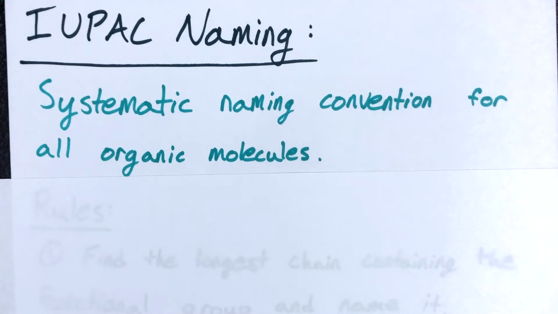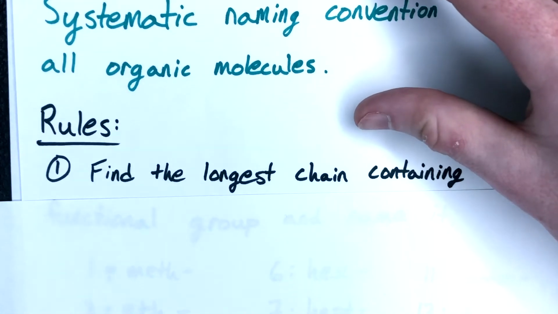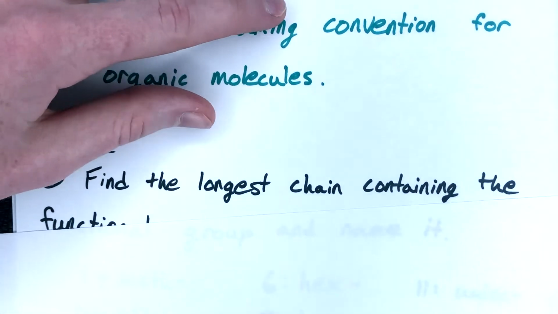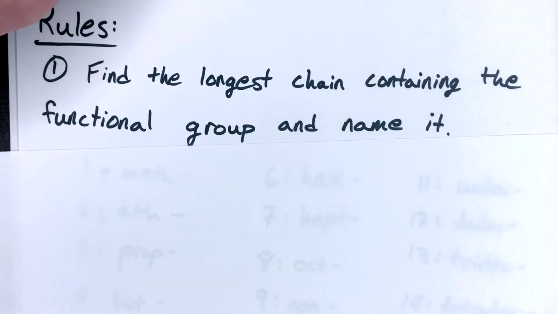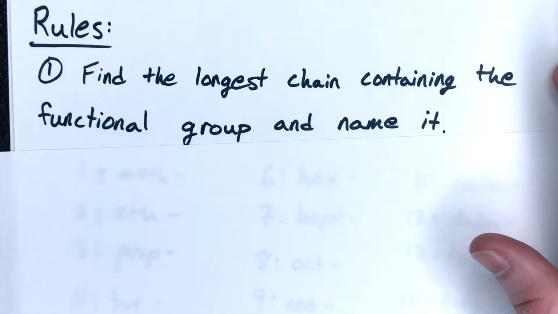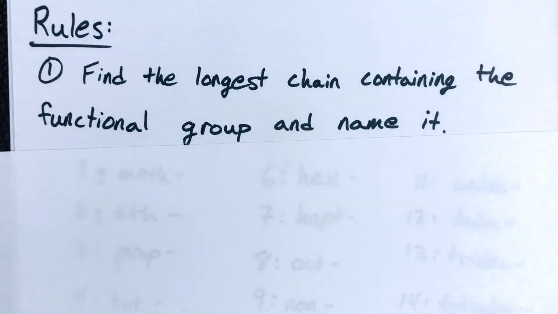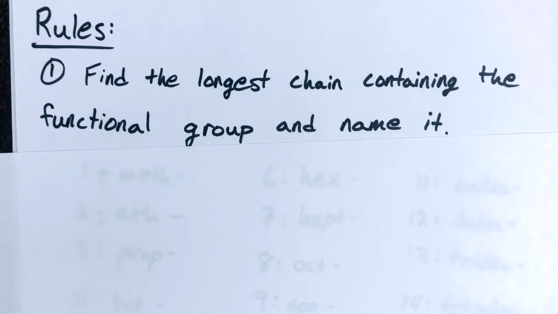So the point is that anybody using this naming convention can look at any molecule and name it the exact same way under these very simple three sets of rules that allow you to name any organic molecule. With that, we'll get right into the rules. So the first rule is identifying the longest chain of continuous carbons, containing the functional group if there is a functional group in that molecule, and then name that chain.